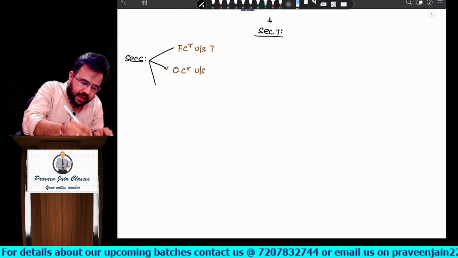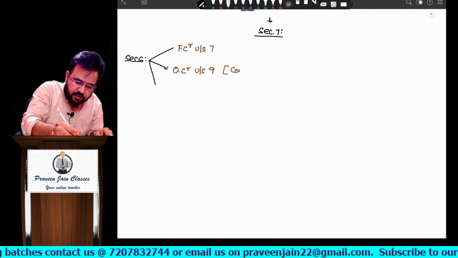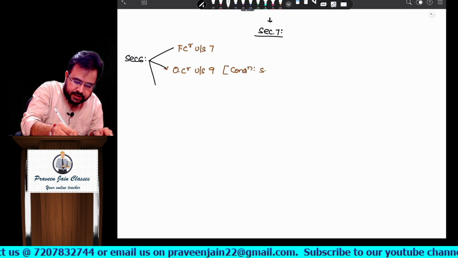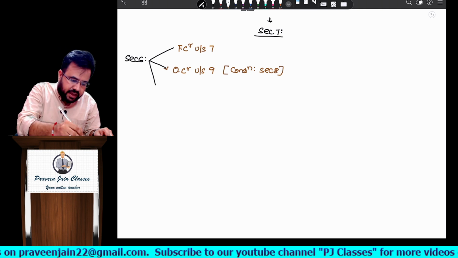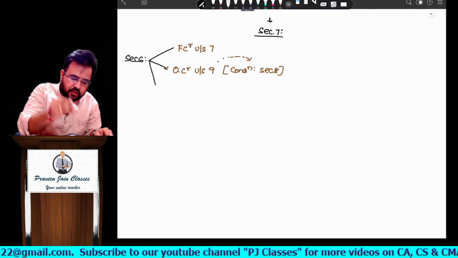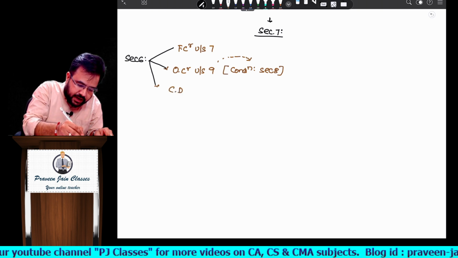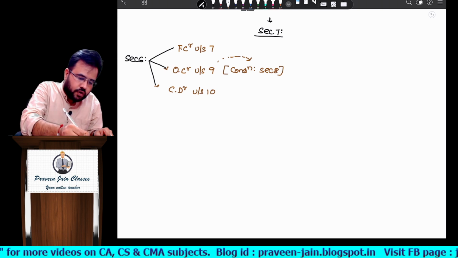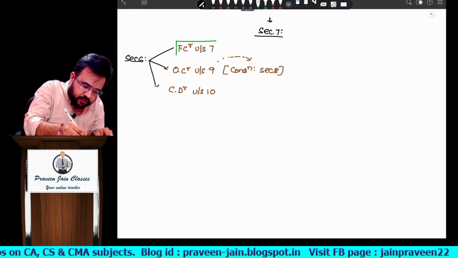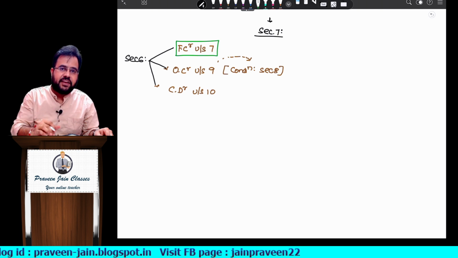He will be filing an application under section 9 provided he fulfills the conditions which are given in section number 8. So can I say he can file an application only if he fulfills all those conditions which are given in section number 8. And the corporate debtor itself can file an application under section 10. So our discussion in today's video will be with respect to filing of application by financial creditors.